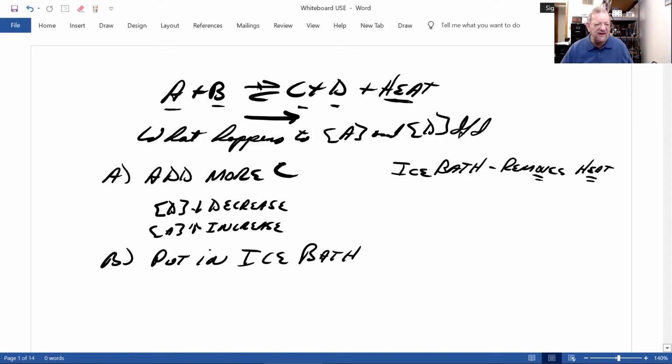So if A and B react, A is consumed. And when something is consumed, you have less, the concentration decreases. And when you make more heat, you're going to make more C and D. When you make more of something, guess what? The amount you have, the concentration, increases.